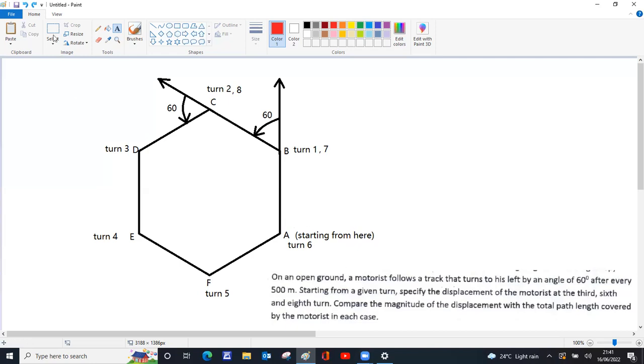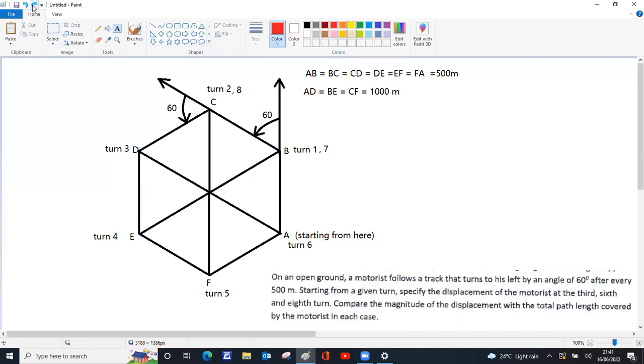Now AB, BC, all the sides are 500 meters. For a hexagon, the diagonals AD, BE and CF, all diagonals are double the side. So it will be 1000 meters.